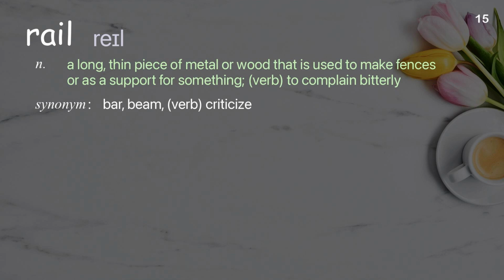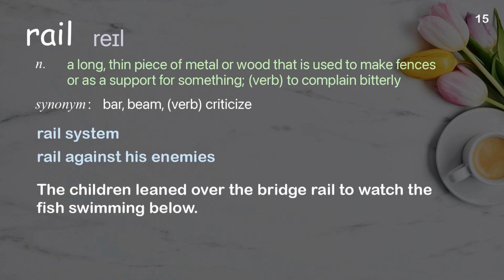Rail. A long, thin piece of metal or wood that is used to make fences or as a support for something. Verb, to complain bitterly. Examples: Rail system. Rail against his enemies. The children leaned over the bridge rail to watch the fish swimming below.